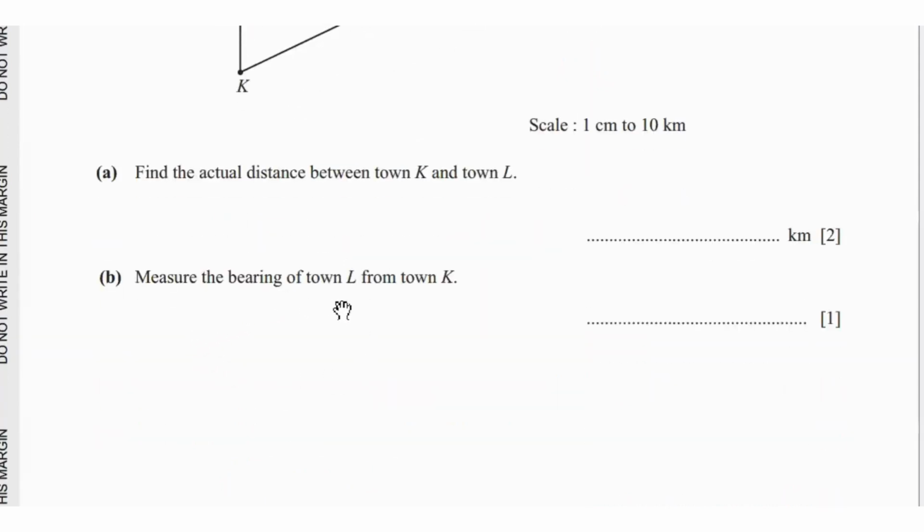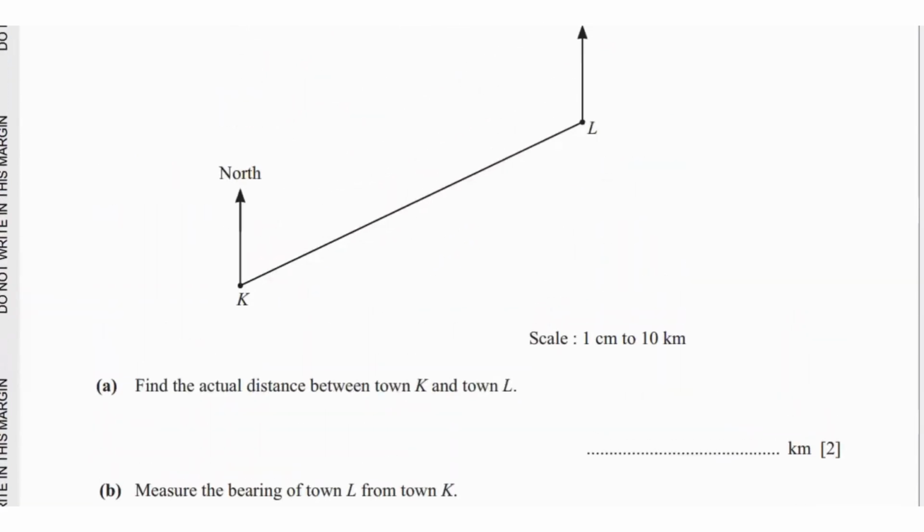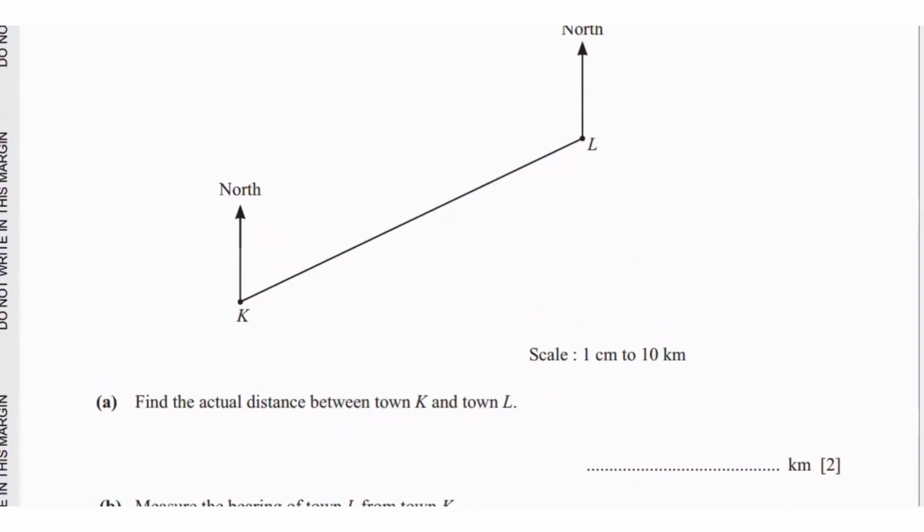Part B says measure the bearing of town L from town K. Since it's the bearing of town L from town K, you start measuring from the north of K till the point that connects K and L. So this is the line that connects K and L. This is the angle that we need to find for the bearing of town L from town K. You can measure this using your protractor. You put your protractor over here. The center needs to be at this point at the north of K. And then you start measuring your angle in the clockwise direction from north towards this line. So this will give you the angle.